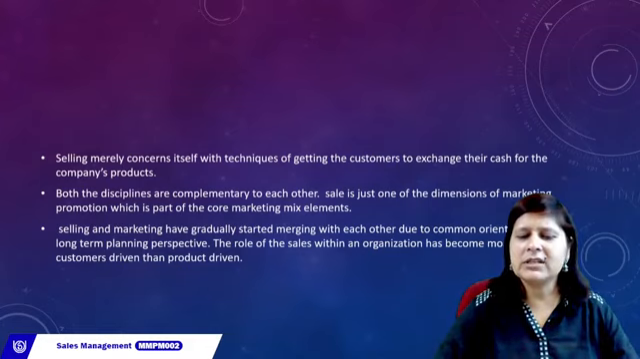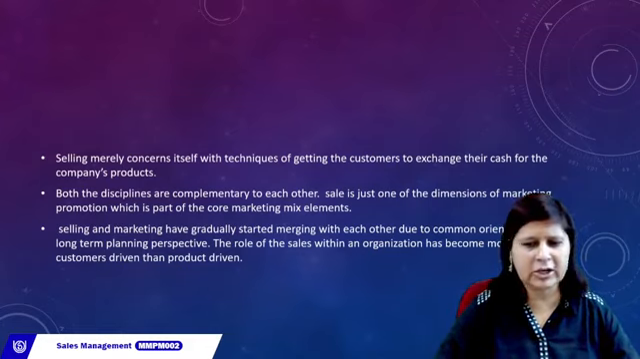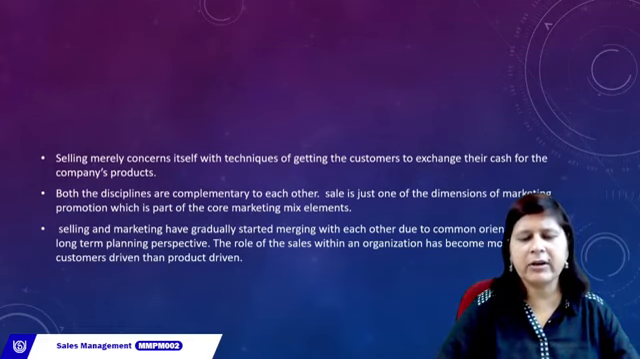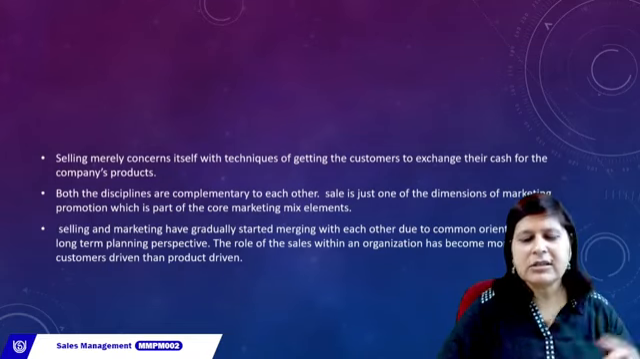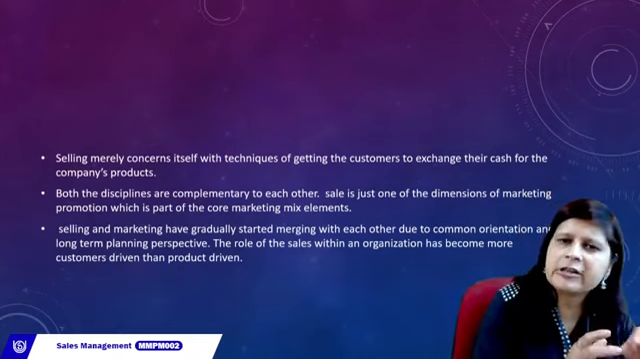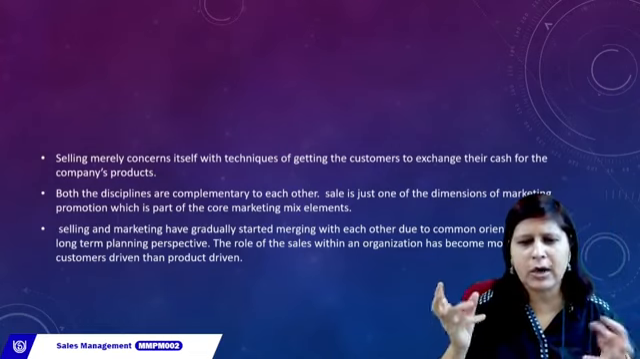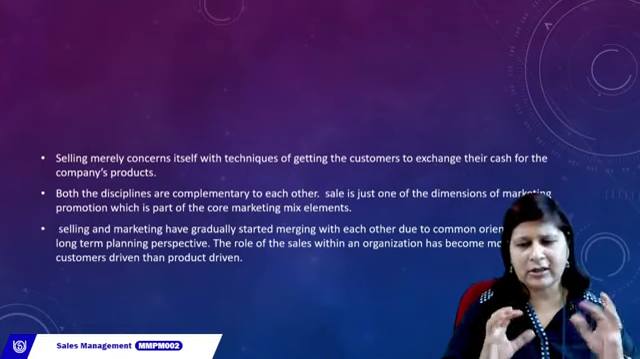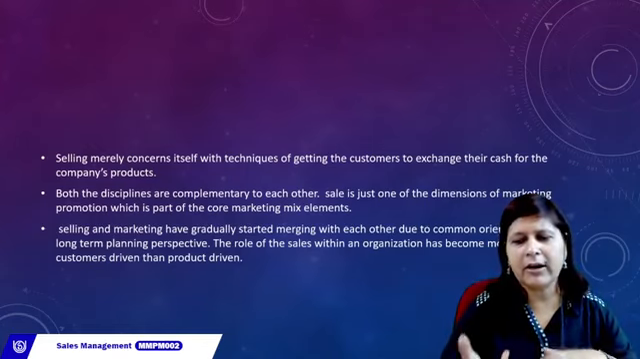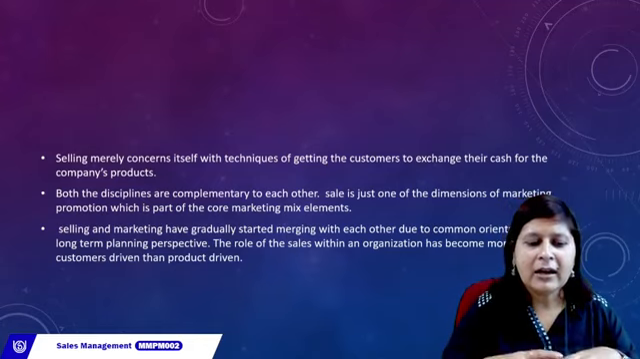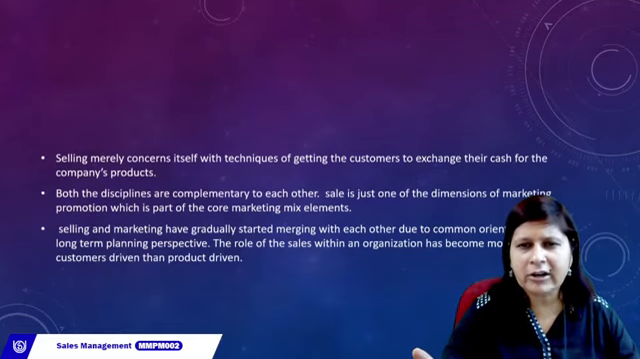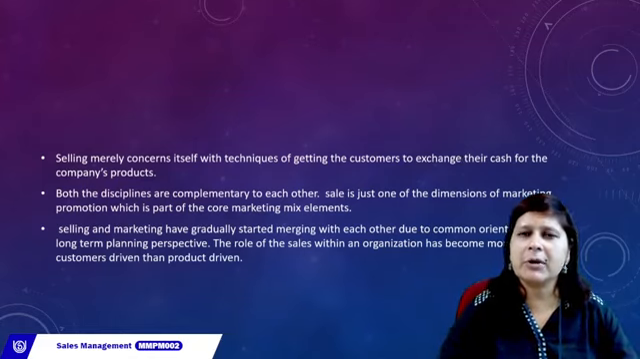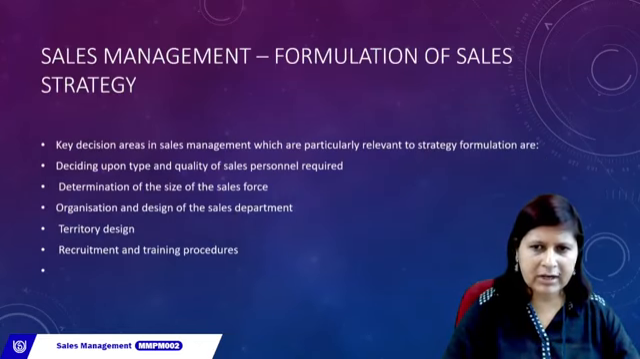Selling and marketing have gradually started merging with each other due to common orientation and long-term planning perspectives. The role of sales within the organization has become more customer-driven than product-driven, right? But nowadays there are changes, right? Although there are certain differences between marketing and sales, marketing and sales go hand in hand, right? Nowadays, marketing and sales have gradually started merging with each other. They started merging due to common orientation, because their orientation is the same, and because of the long-term perspective, the role of sales within the organization has become more customer driven than product driven, right?